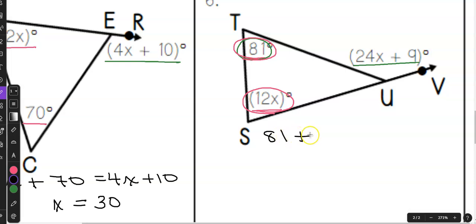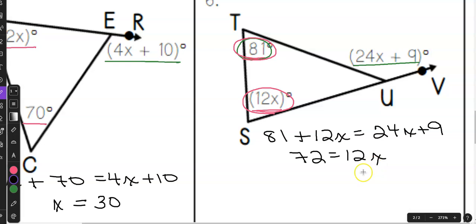81 plus 12x equals 24x plus 9. If you want to solve it, you can solve it. If you solve it, you're going to get 72 equals 12x, x equals 6. Let's go over and check it on Desmos.